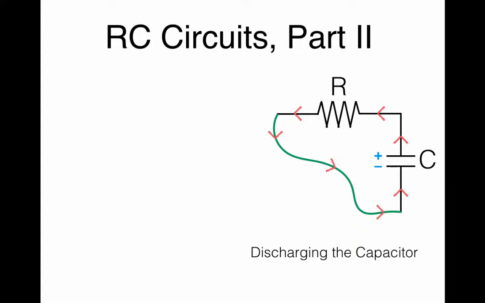The goal of this video is to derive the equations for discharging in the RC circuit, and to do that I'm going to use Kirchhoff's loop rule as I did in the last video, but this time my loop is going to look like this. Starting with the capacitor and going around the loop, Q over C minus IR is equal to 0.